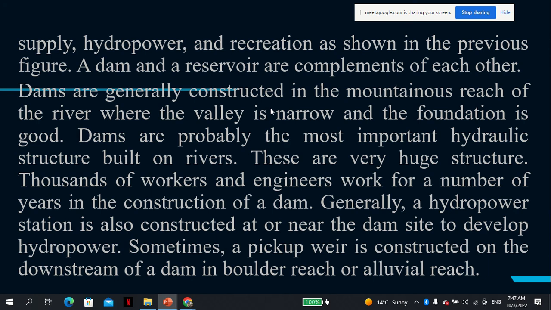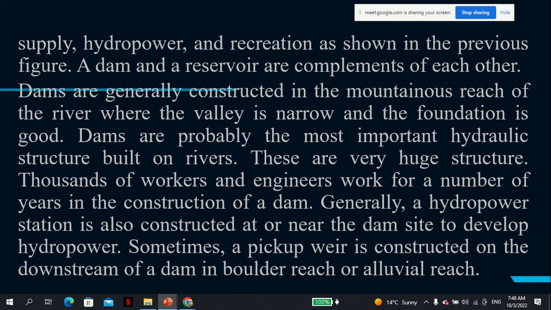generation sources. So dams are generally constructed in the mountains and mountainous reach of the river, where it is narrow and the foundation is good. I think we already talked about this. The dams are probably the most important hydraulic structure built on rivers. These are very huge structures, so thousands of workers and engineers work for a number of years to achieve this. And generally, a hydropower station is also constructed at or near the dam. Of course, because you need lots of water.